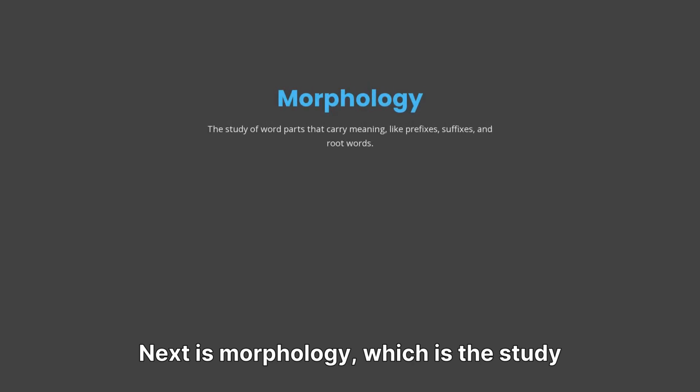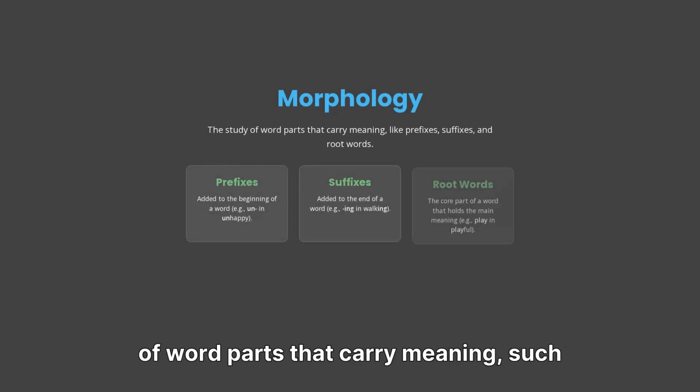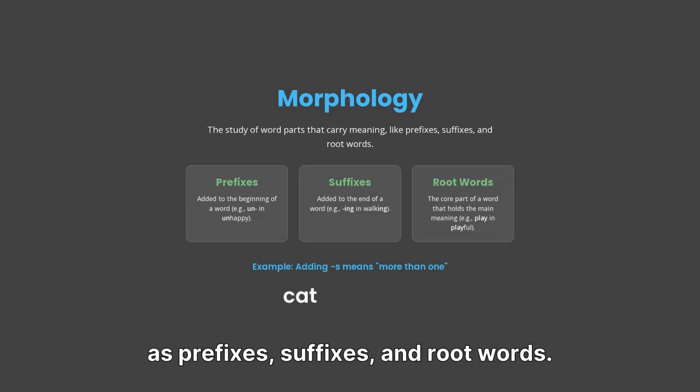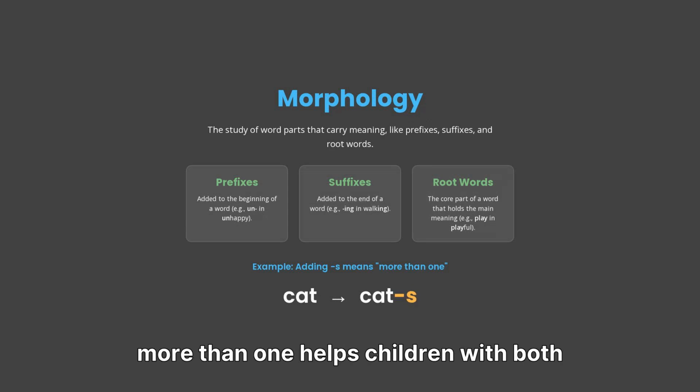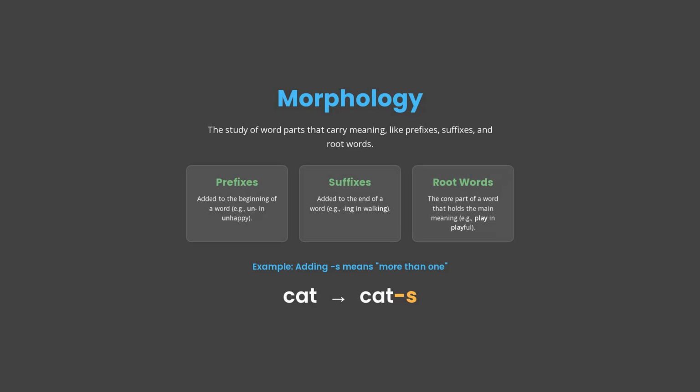Next is morphology, which is the study of word parts that carry meaning, such as prefixes, suffixes, and root words. For example, understanding that adding S means more than one helps children with both reading and spelling.